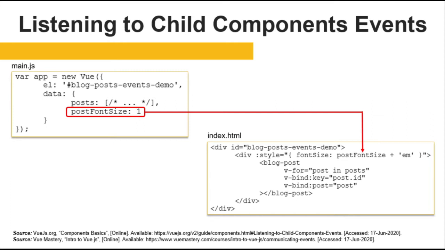It can be used in the template to control the font size of all blog posts. In the given example, we use the post font size data property to assign value in the font size property of the style attribute of a given div inside our index.html. So by using the post font size data property of our Vue instance, we are able to assign the value of the post font size in the style attribute font size property inside the given div.